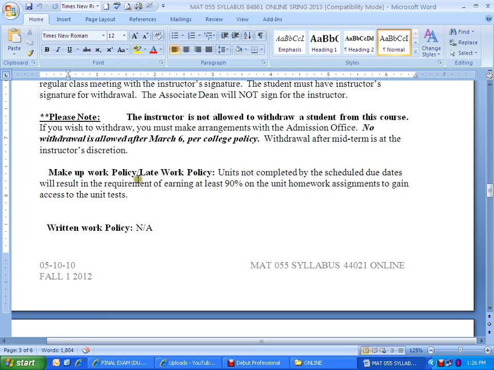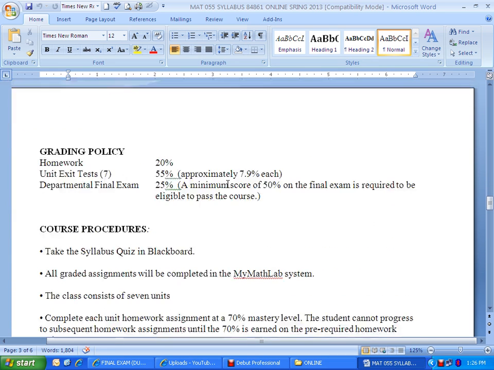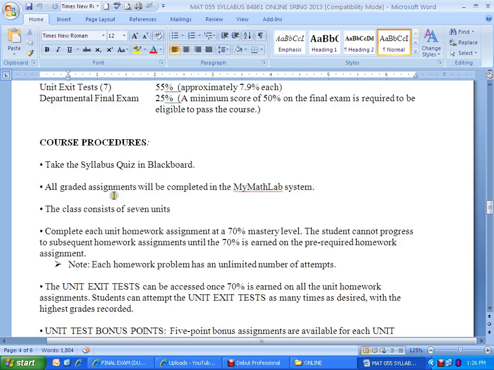If you happen to miss due dates, your punishment is, instead of 70% being required on the homework assignments, 90% is required. That's if you want to take any unit tests after the due date. Homeworks can be accessed after the due dates at any time. This is the grading scale. Homework is 20% of your overall score. The unit exams are 7 of them, 55% total, about 7.9% each. Final exam is 25%. Here's the course procedures.